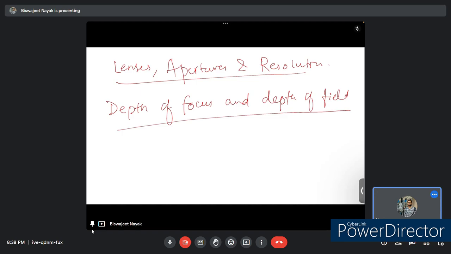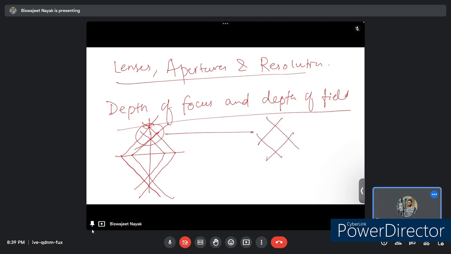So this depth of field is measured at the object, and it refers to the object. It is the distance along the axis on both sides of the object plane within which we can move the object without detectable loss of focus in the image. This is the optic axis. This is the lens. So here we can see this distance is called depth of field.